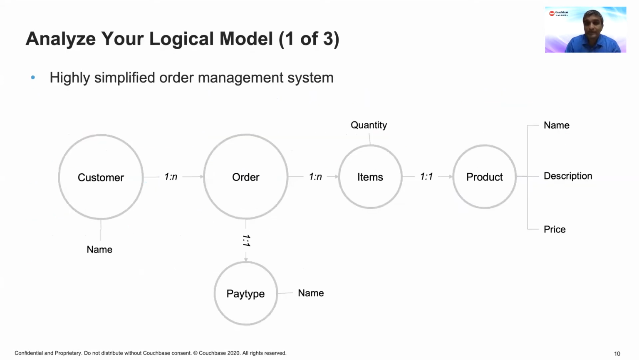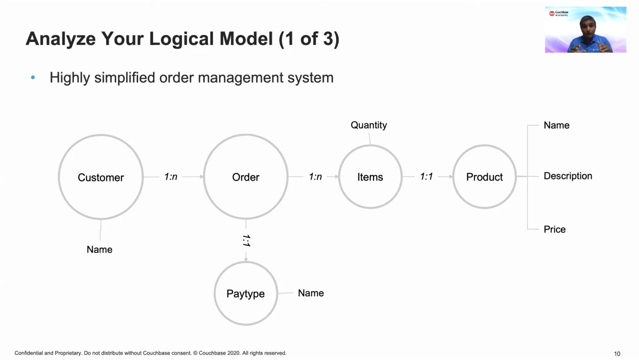Okay, so let's look at the logical model. If you look at this, what you see in front of you is the conceptual model, right, of a simplified order management system. You identify different entities: customer, order, items, product, pay type. These are the different entities.